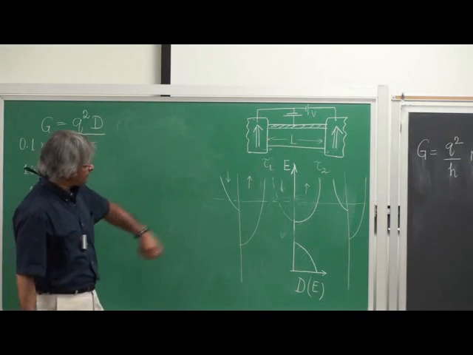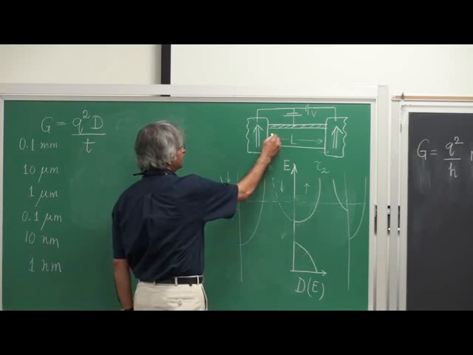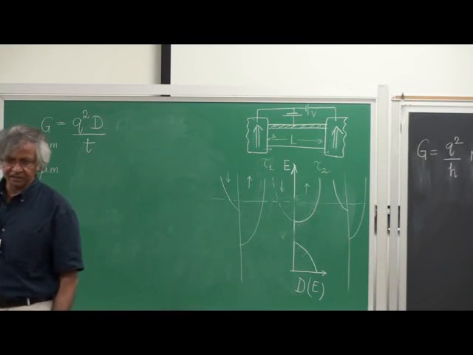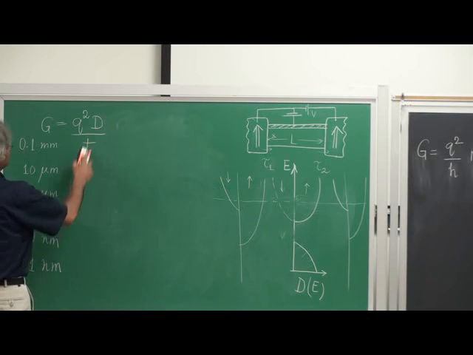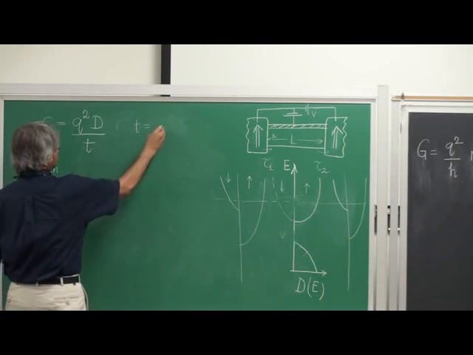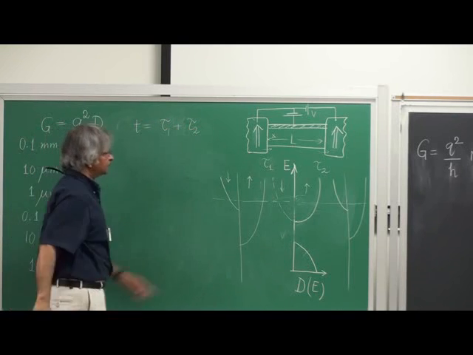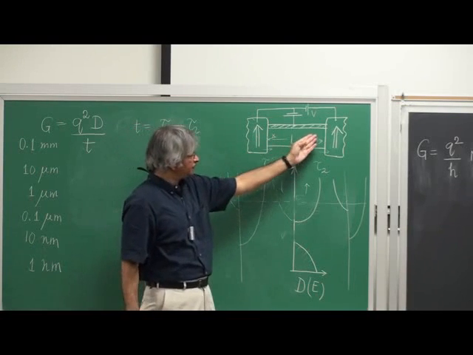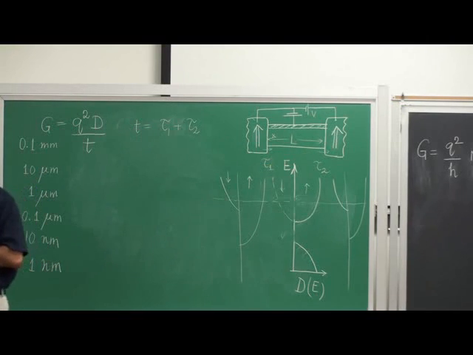So what that means is that this time is defined as, if I put an electron here, how easily it gets out into the contacts. And as I said earlier, in the interface limited transport, you would have said the total time is like tau 1 plus tau 2. Tau 1 is the time that it takes to get out into a contact on this side, and tau 2 is the time for that side. You add the two, that's it.